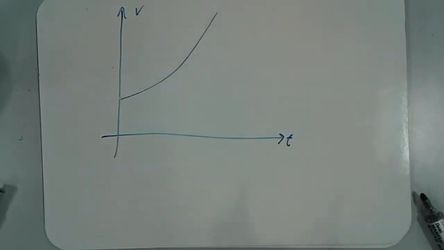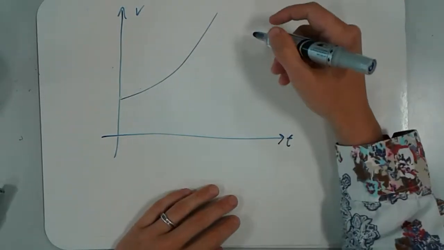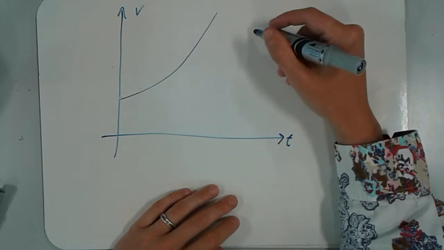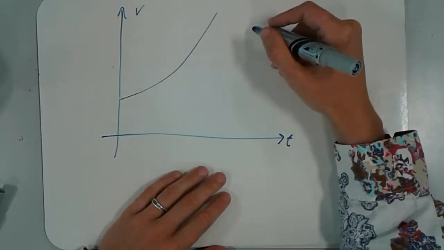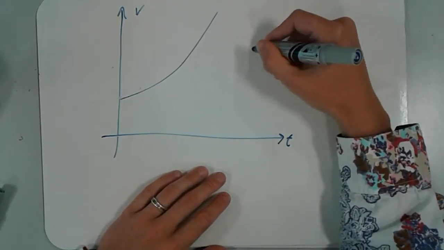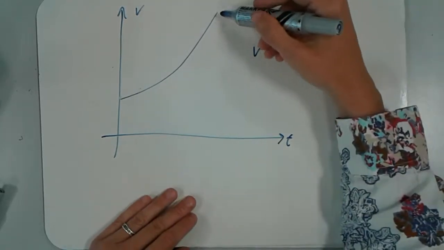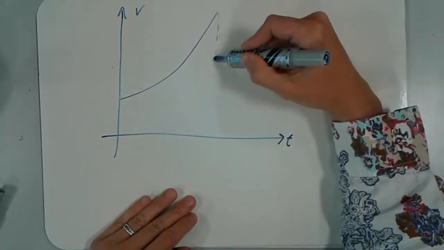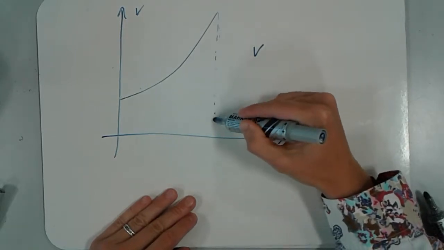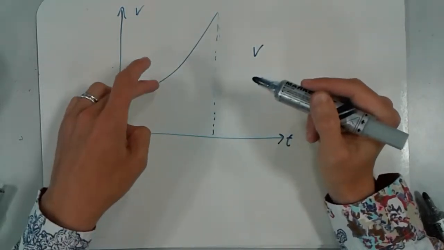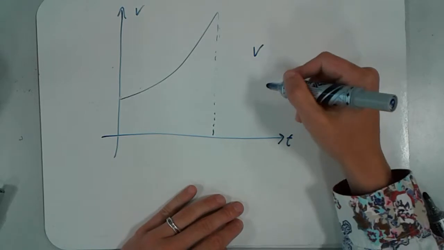Perhaps a quadratic, something like that. Then we need to use the skills that we know from pure maths in order to help us solve this problem. So, let's say that we're given velocity. If we want to find the displacement, then we recall that that is the area between the curve and the x-axis.